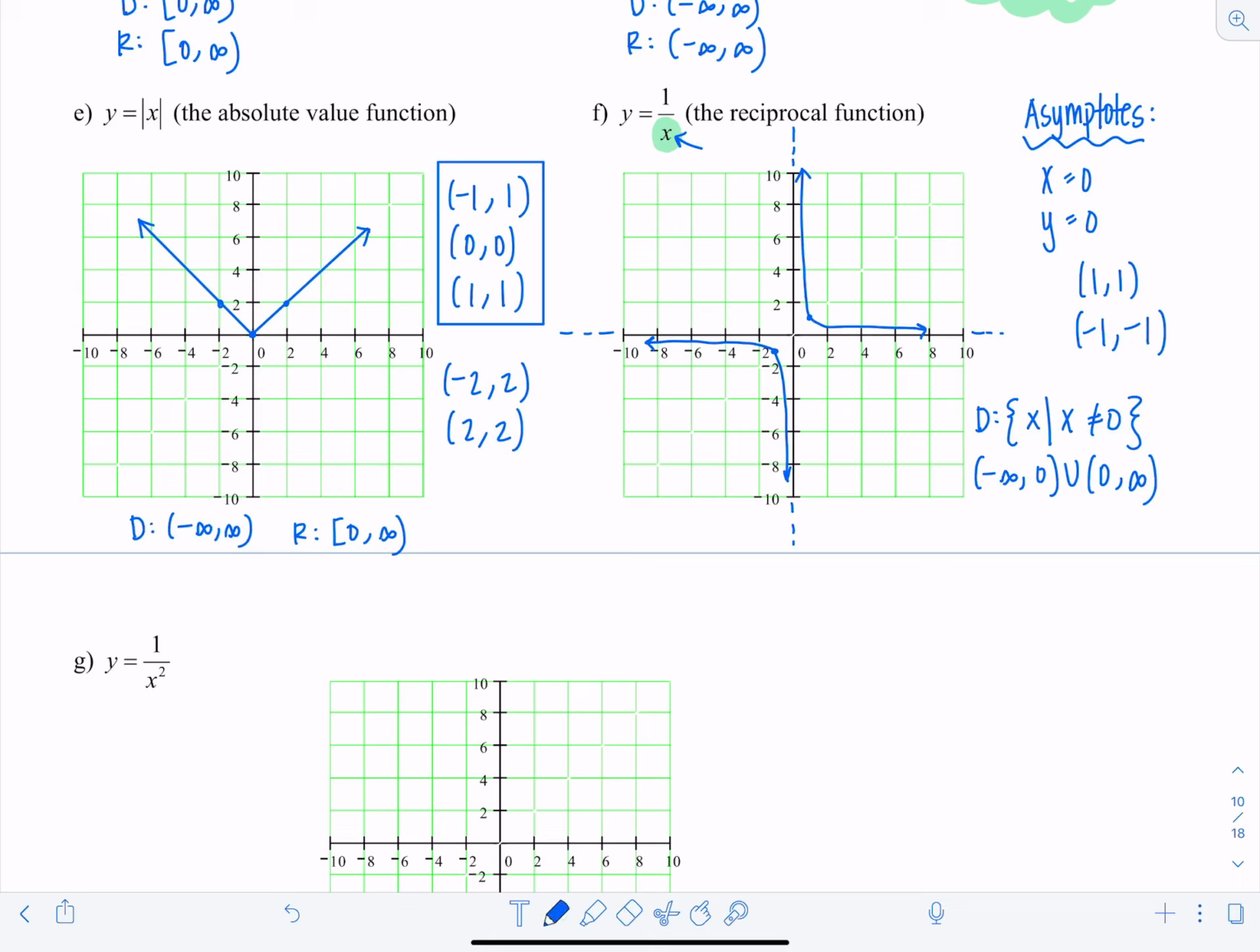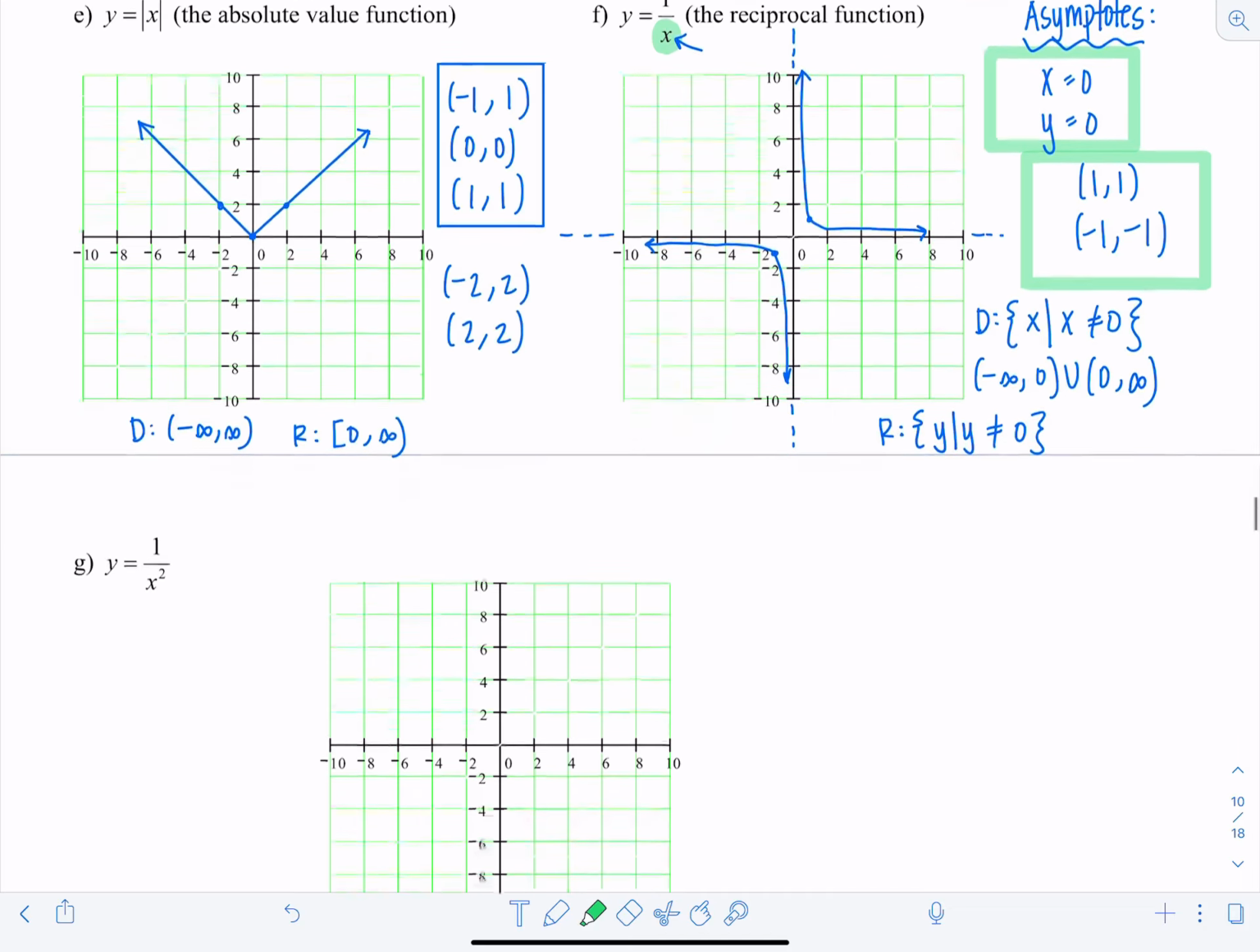And then what about the range? What's the range on this guy? It's actually the same, y such that y doesn't equal 0. Beautiful. Okay, so in this case, you only have 2 key points, all right? But instead of using a third key point, you have to give the equation of the asymptotes. That's the complete package.